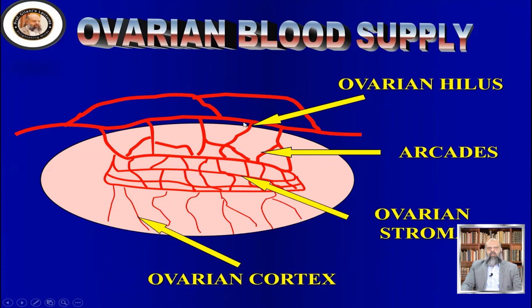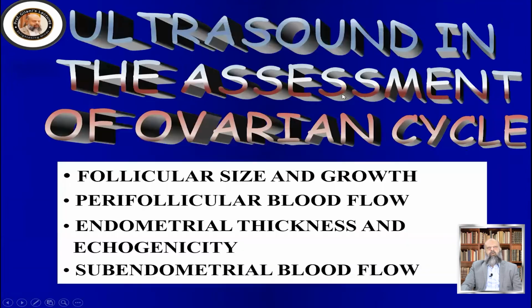This is the ovarian hilus, and then the arcuate branches of the ovarian artery. Then comes the ovarian stroma, and here you can see the ovarian cortex in which we have the blood vessels. So the ovarian hilus, arcuate, and stroma have different branches of the ovarian arteries.